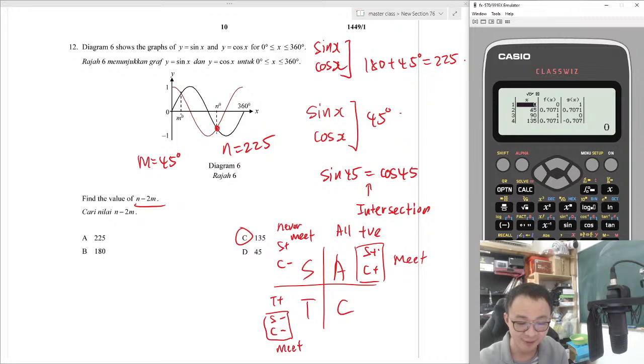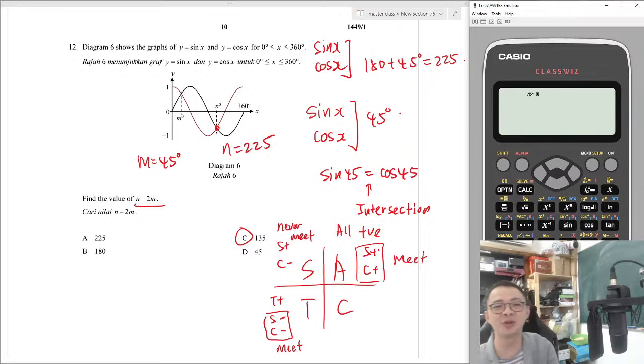Then I press enter. You want to find the intercept, so sine and cos must have the same value. Do you see? At 45 degrees, f(x) is sine x, g(x) is cos x, they have the same value. That's why 45 is the intersection point. But at 135, they both are 0.7071, but one is positive and one negative, so they don't meet. Then you go down, you see 225, both have the same value, so they meet again at 225. Then at 315, they don't meet, because one is positive, one is negative. This is one of the ways you can use the calculator.